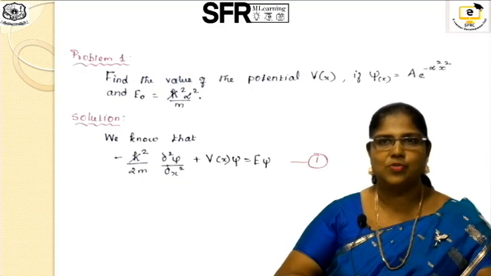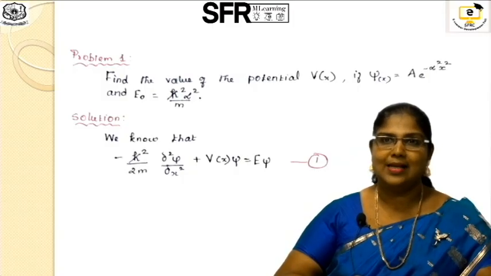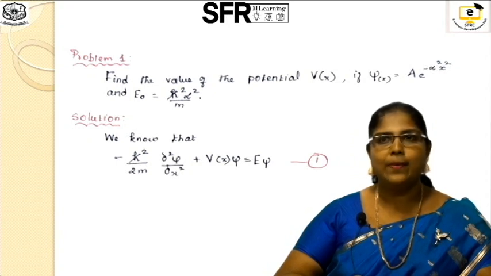This is a one dimensional Schrodinger equation. As they have given the potential energy value for only one dimension, we can use this. We know that ħ can be taken as h by 2π. So, when you substitute, you will get h square by 8π² m.